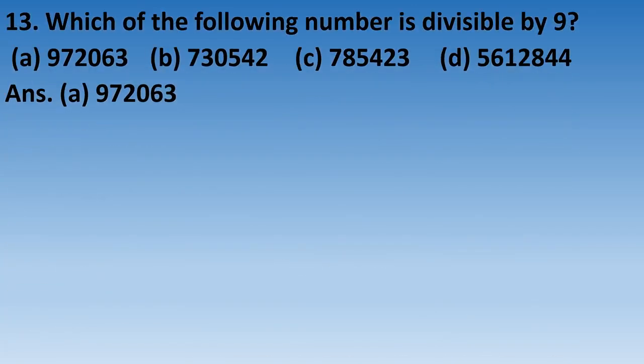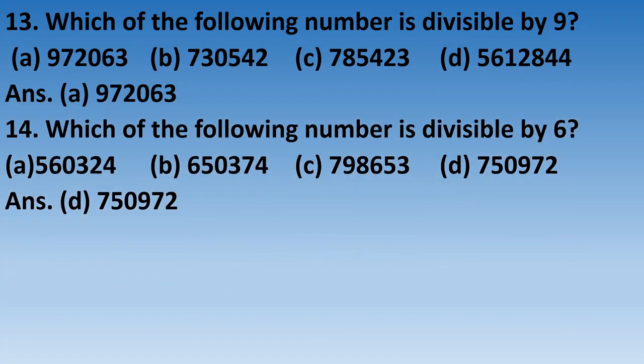13th, which of the following number is divisible by 9? A number is divisible by 9 if the sum of all its digits is divisible by 9. So answer is 9,72,063.